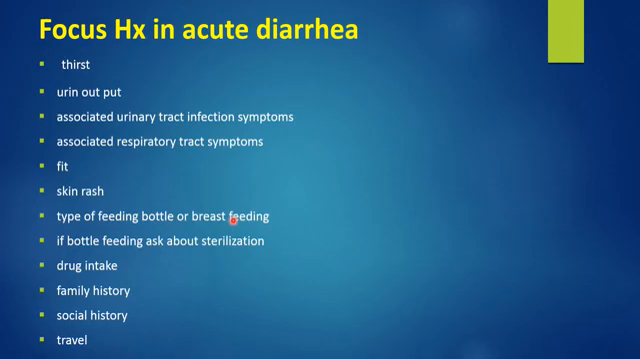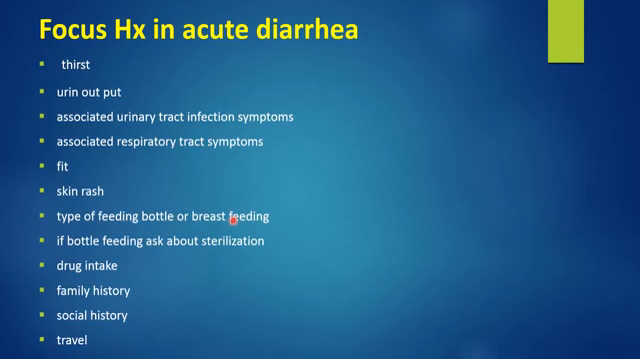Urine output is very important in assessing the state of hydration. When there is normal urine output, the patient may not develop dehydration or may have mild dehydration, while a patient with decreased urine output may have moderate to severe dehydration.